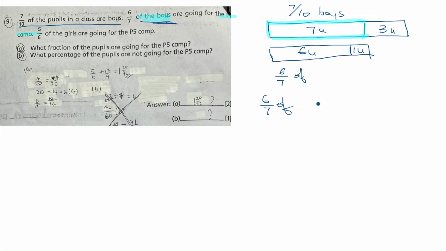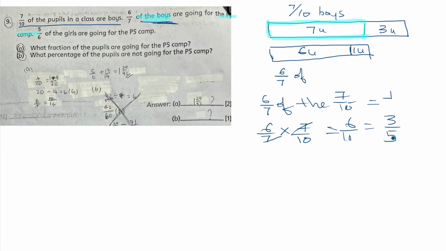6/7 of the boys. What boys? You know that boys is what? 7/10. Of means 6/7 times 7/10. So it means that only 3/5 are going to the camp.